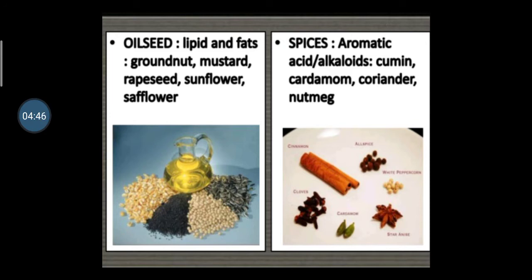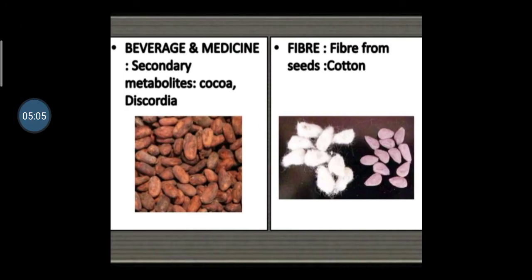We have now spices. Spices contain aromatic oils and alkaloids. Examples of spices are cumin, cardamom, coriander, nutmeg. These also come from seeds. Now we have beverages and medicinal values. Seeds also provide beverages like tea, coffee, and also have medicinal values like clove seed, which has the best medicinal value. Now fiber seeds. Seeds also provide fibers. Example, cotton seeds.